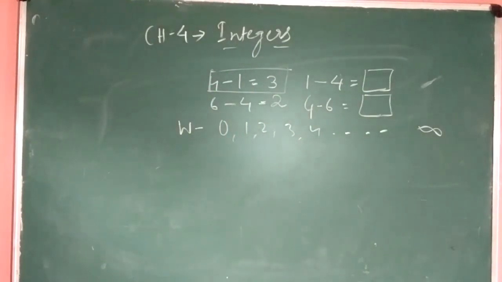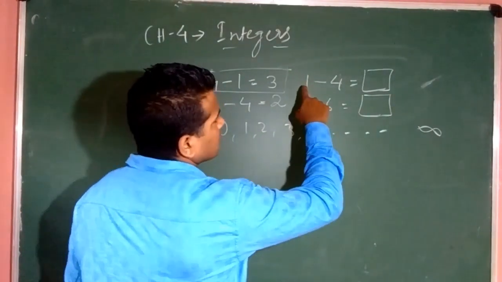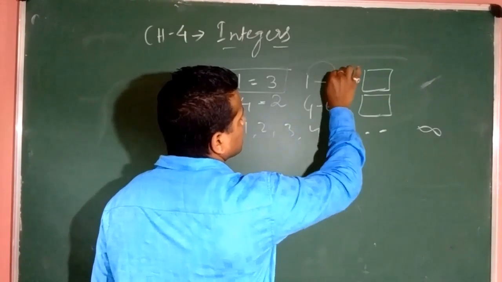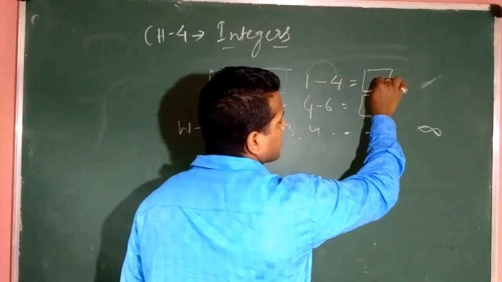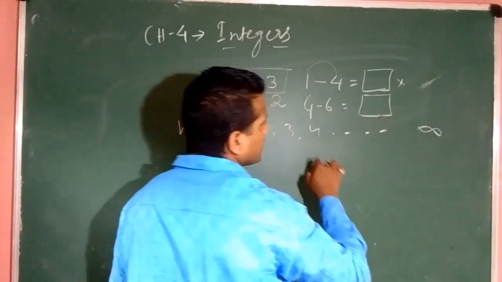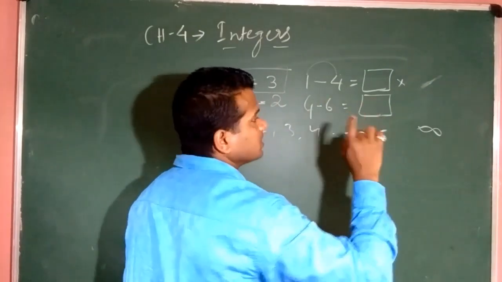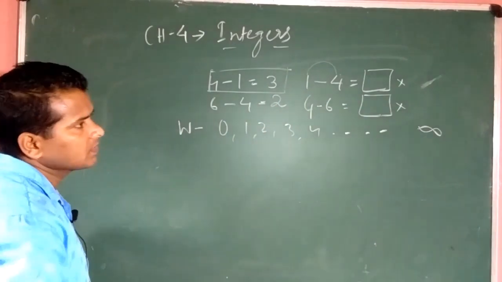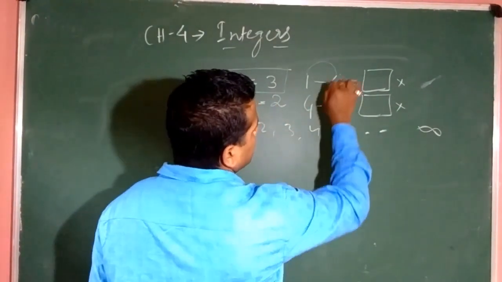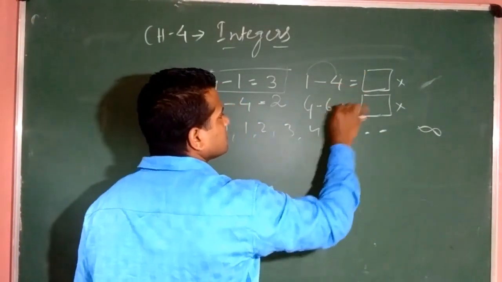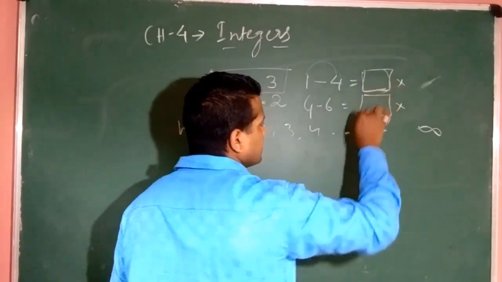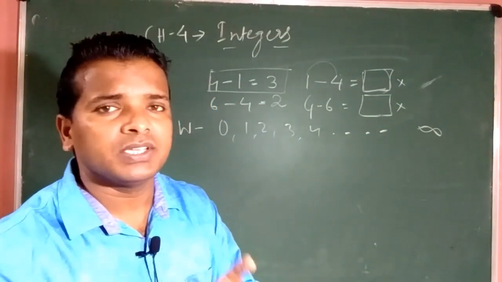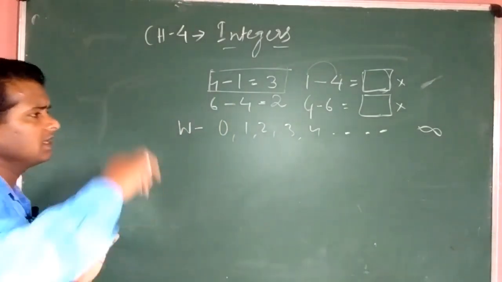Now, this 1 minus 4, we can do it, but the answer cannot be a whole number. 4 minus 6, we can do it, but it cannot be a whole number. So what number is going to come here? That number is called an integer.